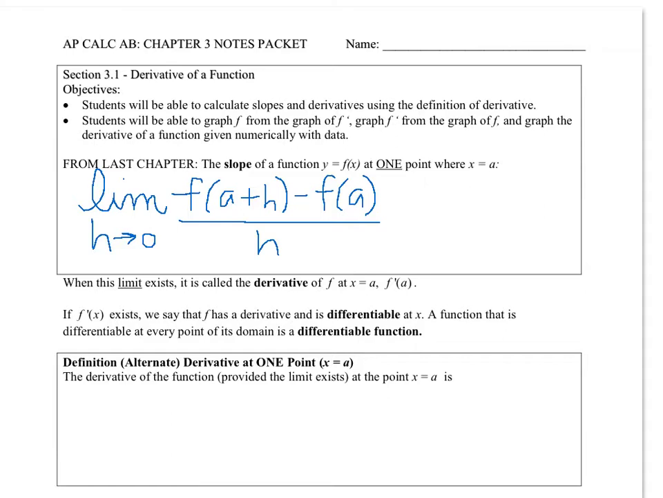This whole thing is a limit, and when this limit does exist, it's called a derivative. And if f prime of x exists everywhere, we say that f is differentiable. If it's differentiable at every point within its domain, then the function itself is called a differentiable function.